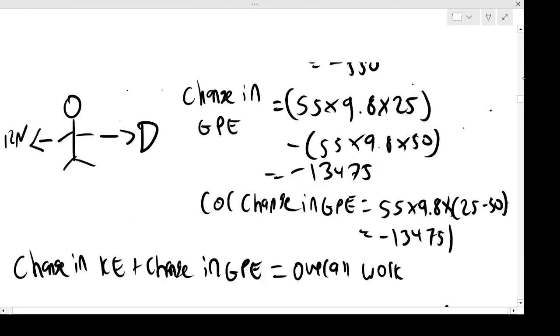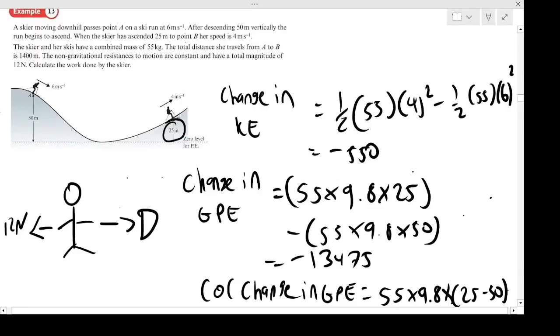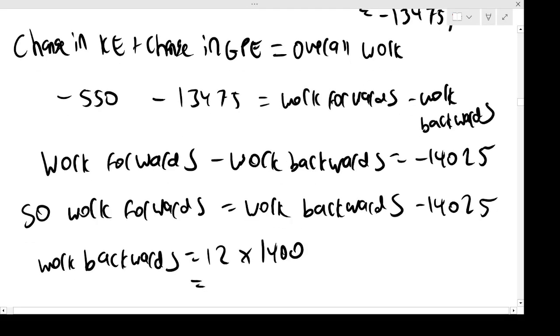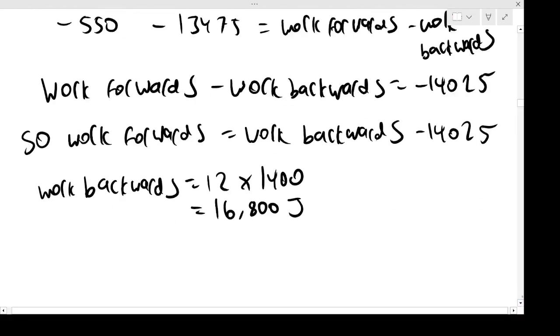Do not get confused by these heights. The heights are not the actual distance travelled. So actually, we get the work backwards to be 16,800 joules. Sorry, joules. Okay, so there we are.